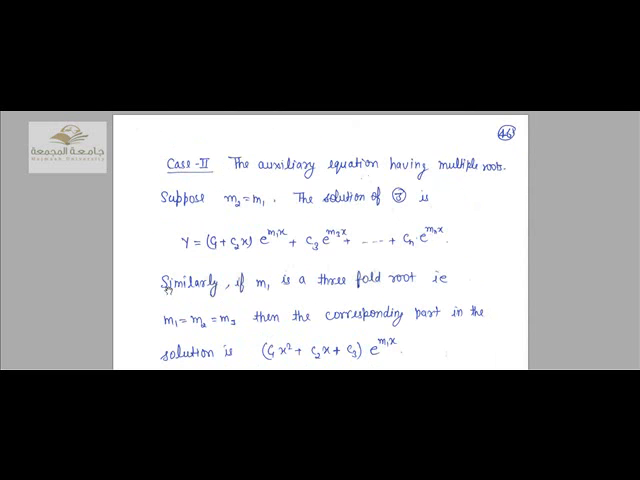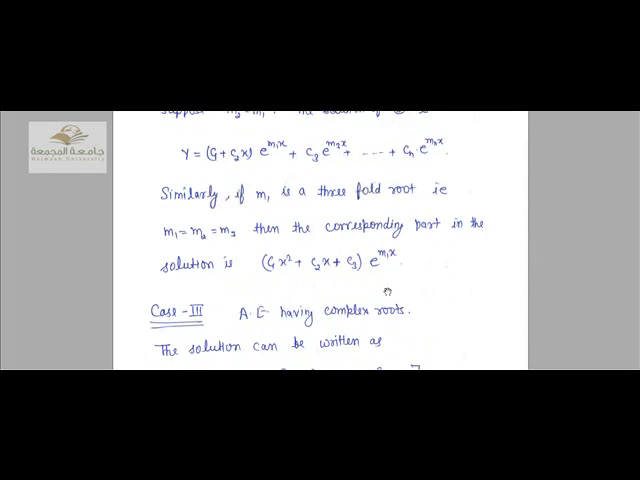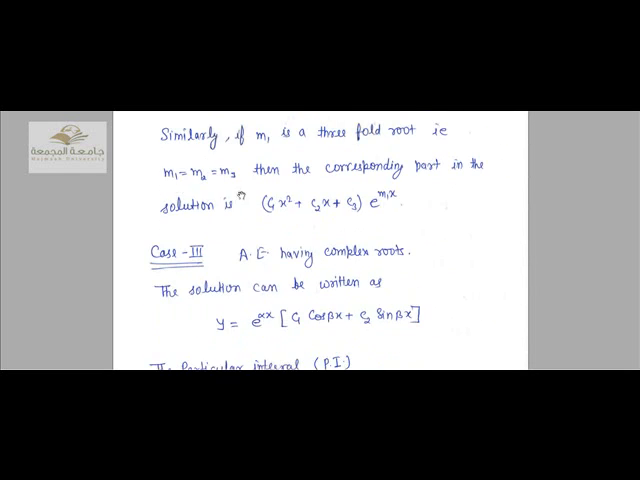Now case 2, the auxiliary equation having multiple roots. Suppose m2 is equal to m1. The solution of equation 3 is y = (c1 + c2x) e^(m1x) + c3 e^(m3x) + up to cn e^(mnx). Similarly, if m1 is a three-fold root, that is m1 = m2 = m3, then the corresponding part in the solution is (c1x² + c2x + c3) e^(m1x).